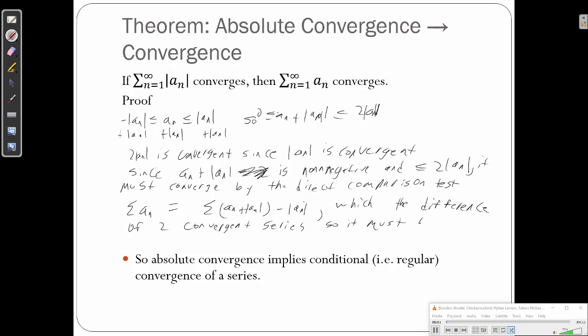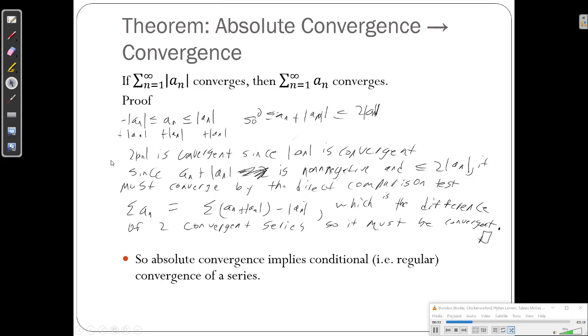So we set up most of this artifice so we could get a statement about something like a sub n plus the absolute value of a sub n being convergent, so we could express a sub n in terms of it. It's some of the massaging you have to do for simple proofs sometimes when you need to fit some property of convergence. Upshot, now that we've finished proving it: absolute convergence implies conditional, i.e. regular, convergence of a series.